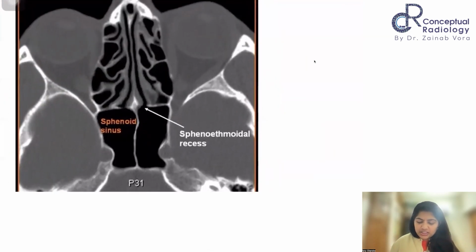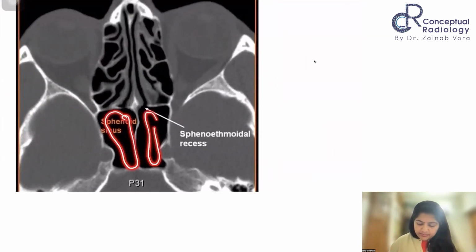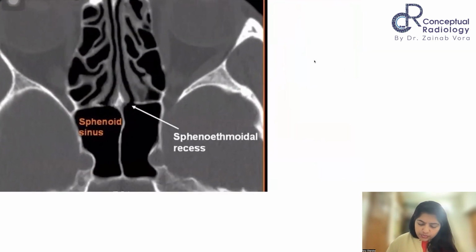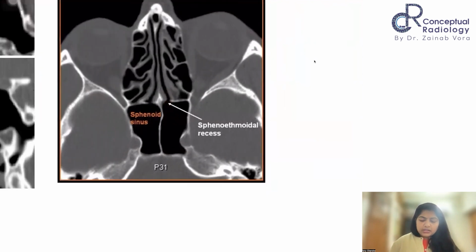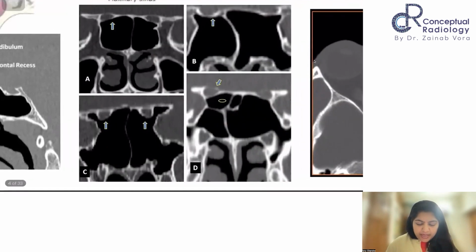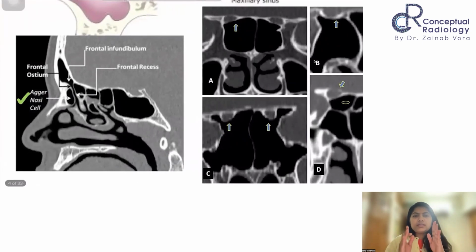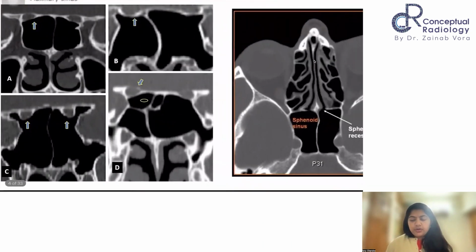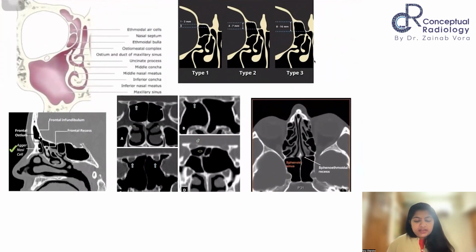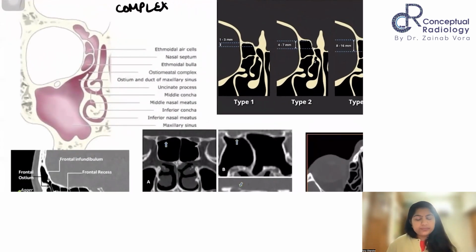Next, we are looking at the drainage pathway of the sphenoid sinus. This is the sphenoid sinus, and it is draining via the sphenoethmoidal recess. So this is that narrow point where this is opening. So with these diagrams, I also tell you how to look at each of their drainage pathways. Best for frontal is a sagittal view. Best for a sphenoethmoidal recess is an axial view. And for the OMC, the best view is your coronal view.